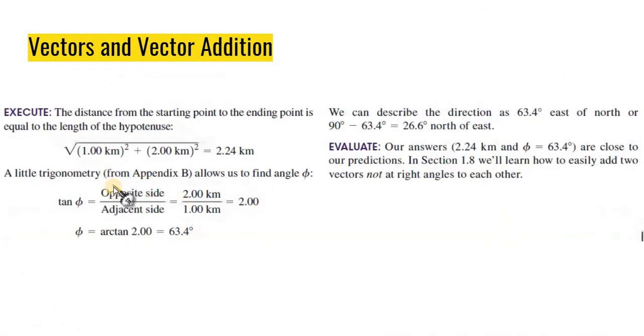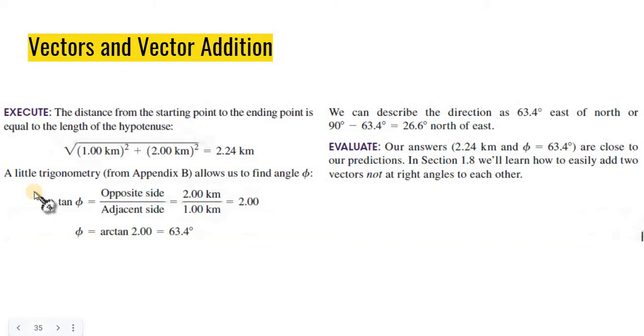You can use the Pythagorean equation, that is c squared equals a squared plus b squared. So the resultant displacement is the square root of 1 kilometer squared plus 2 kilometers squared, which is equal to 2.24 kilometers.